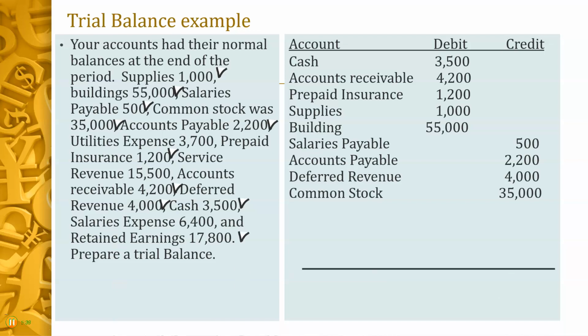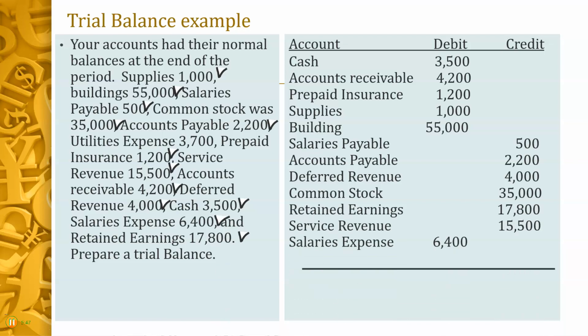Then we'd list our common stock, our retained earnings, our revenue, our salary expense, our utilities, and then we total them up. And again, the debits equal the credits, so we know we're okay, and everybody has their normal account. All of our assets have debit balances. All of our liabilities, common stock, retained earnings have credit balances along with revenue, and our expense accounts have debit balances, so we're okay.